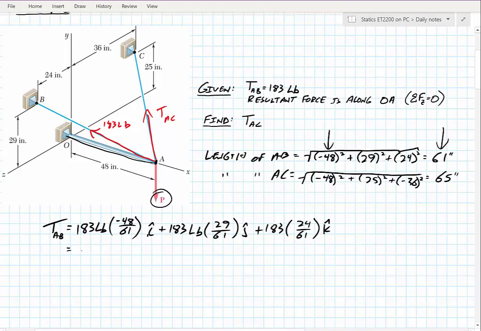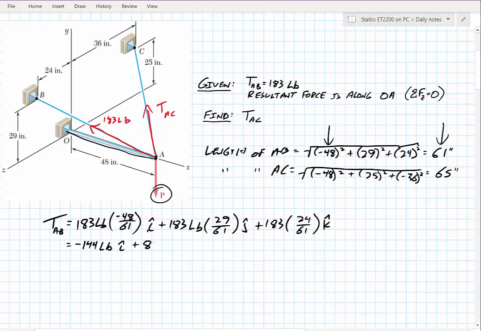Multiplying that through, what I end up with is a negative 144 pounds in the i hat direction, a positive 87 pounds in the j hat direction, and a positive 72 pounds in the k hat direction.